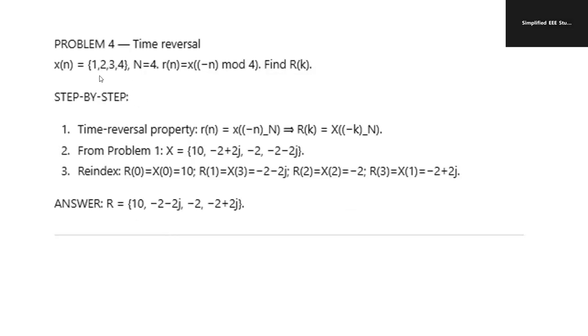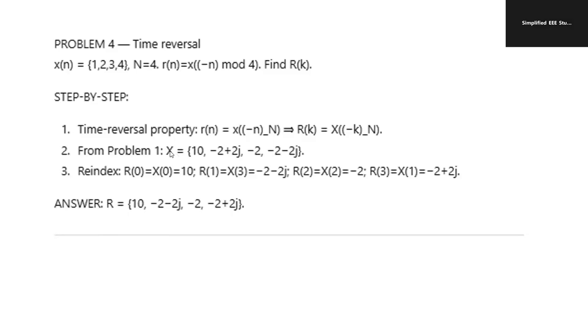Then the time reversal property. Problems on time reversal. You can check out x of n, where n is given. Find r of k. Use the time reversal property: r of n is equal to x of minus n mod n. Then r of k is given by the time reversal property, so apply these equations here.